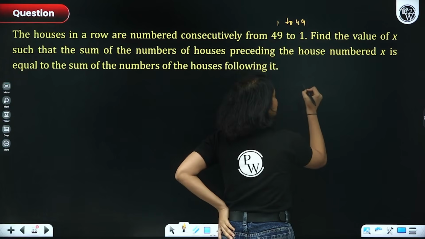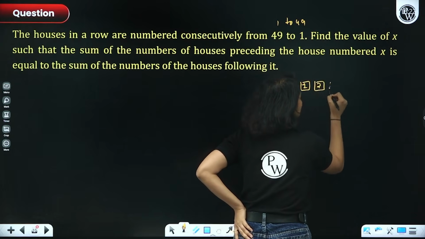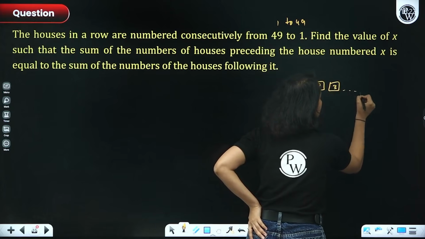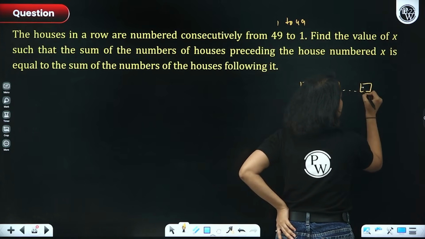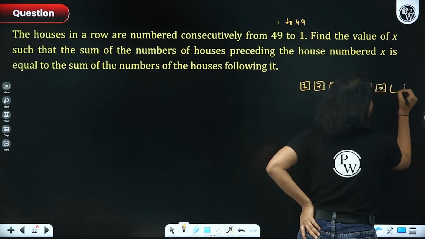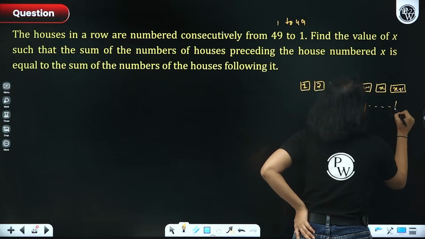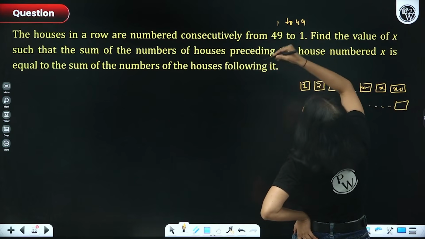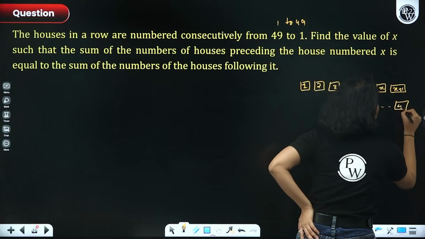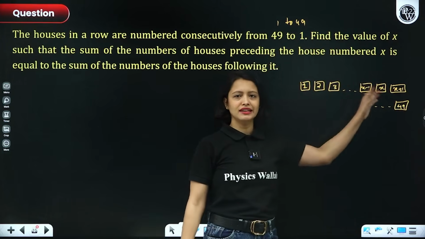So, let's understand. We have houses, guys. We have house number 1, house number 2, house number 3, and it goes on and on. We have a house number x minus 1 also, a house number x also, a house number x plus 1 also. And we have houses till how many? We have 49. So houses are all marked by numbers. These are our houses and I have written the numbers here.